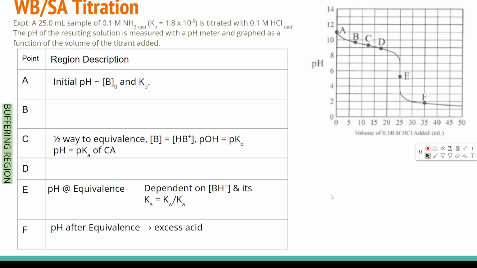Okay. And then F is our pH after equivalence, so that means we have extra acid here, and so the extra acid is what's going to control the pH. Our buffering region is this region BCD area, so make sure that you can recognize that on the graph. And so we have more base compared to conjugate acid at point B, and so our pKb is going to be more than pOH, and so we would use that to determine the pH eventually. And then the opposite is true for point D.